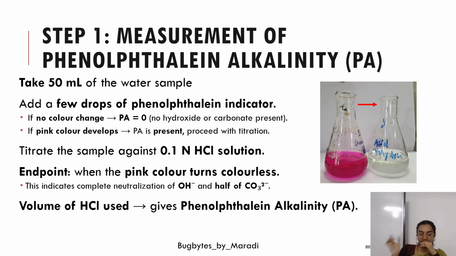If, when you add 2 to 3 drops of phenolphthalein indicator to the water sample, a pink color develops, then PA is present. It indicates that phenolphthalein alkalinity is present, so we can proceed with the acid-base titration process.